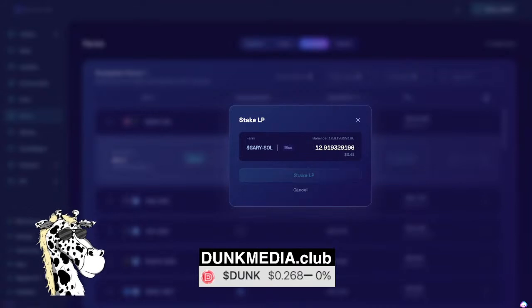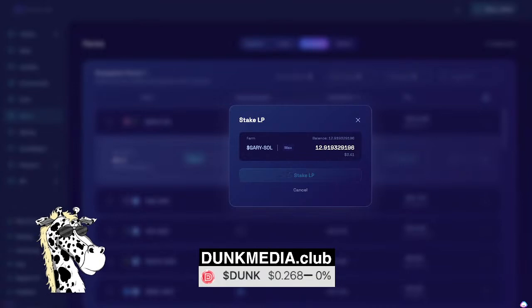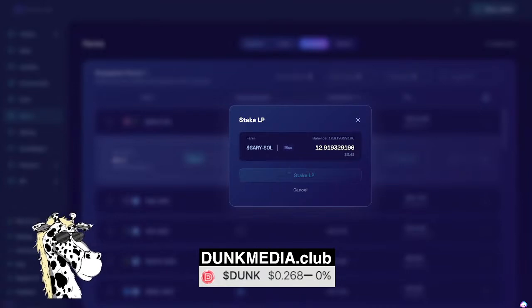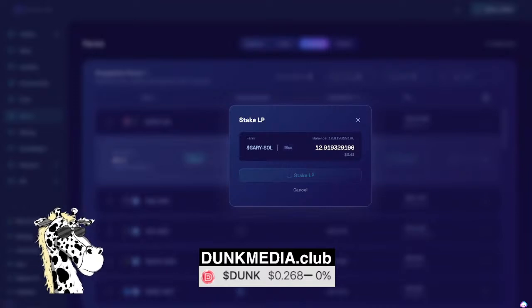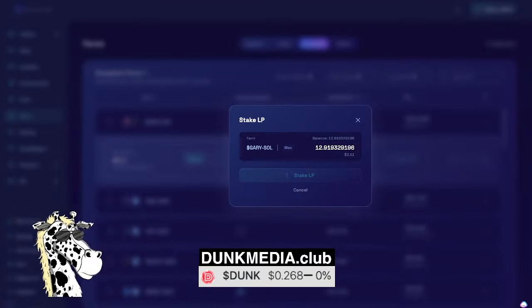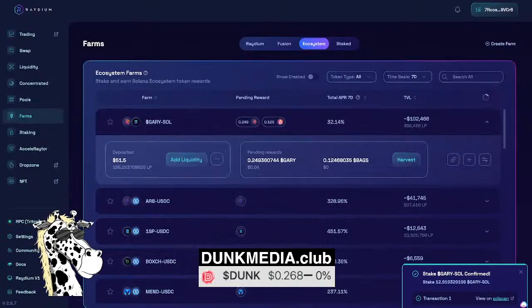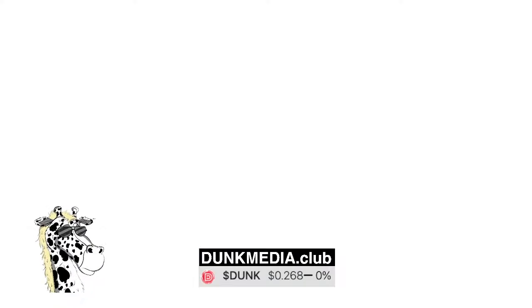And again, I got a pop-up as well. And now what it's saying, I'm going to receive 0.12476 bags, and I'm going to receive 0.24953 Gary, and I'm going to send 12.91932 of unknown, which is our LP token. And I'm going to hit approve. There's a small gas fee. I'm going to hit approve. And I'll bring up that transaction so you could see it on the blockchain.